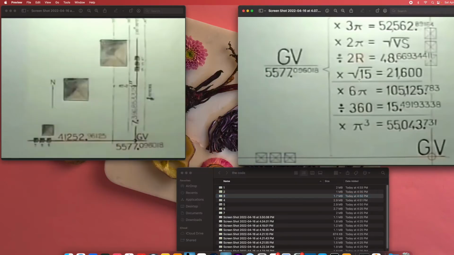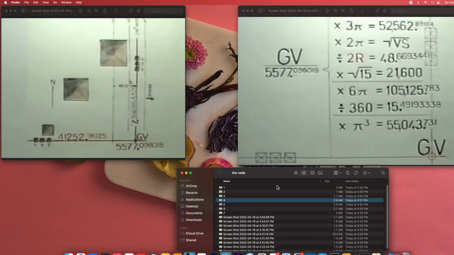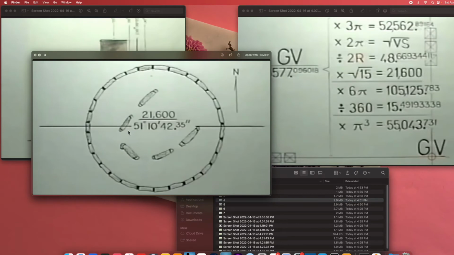It's another important concept. And then if we multiply by the square root of 15, because the Stonehenge inner blocks, the horseshoe shape, had 15 blocks, we get the grid latitude of Stonehenge that showed us the number 15. See right here? 1, 2, 3, 1, 2, 3, 1, 2, 3. 3 times 5 is 15. So the square root of that 15 is 21,600, which reveals the position of Stonehenge on Earth.